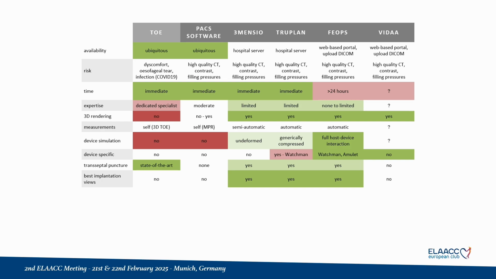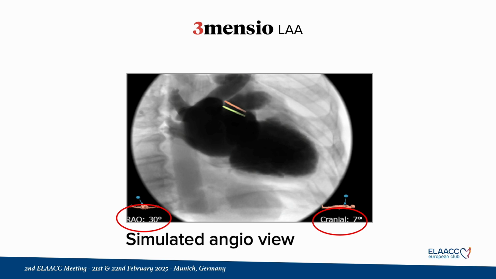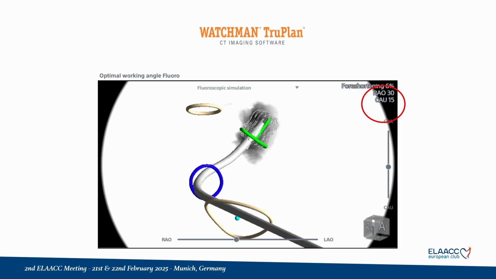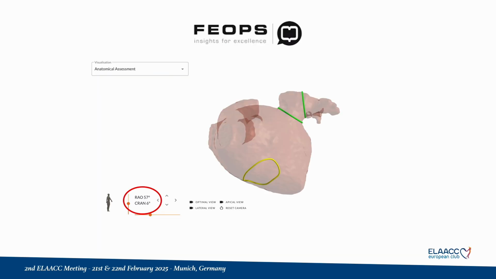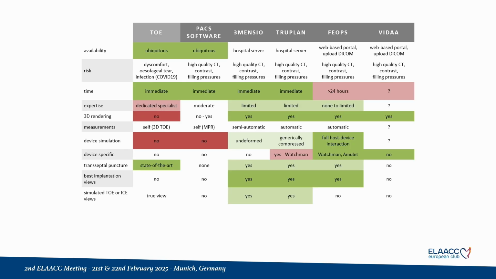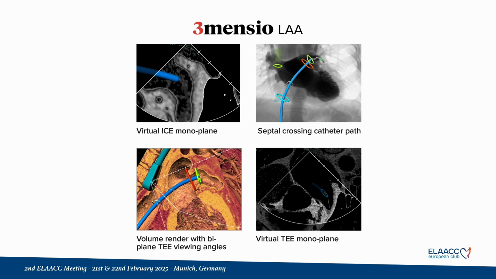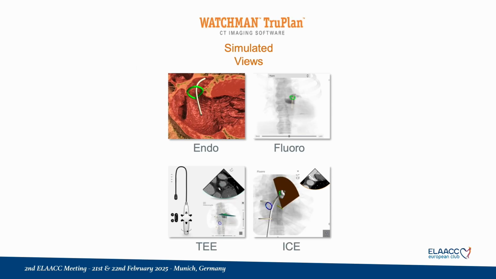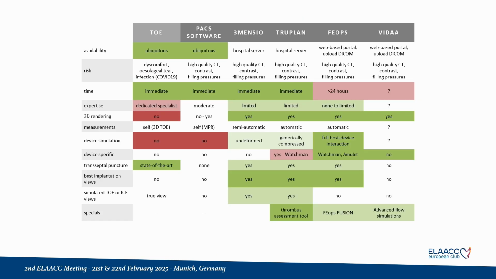It's a nice tool, but I think what is more interesting is the best implantation view for your procedure. So Trimencio will give you a simulated angio, RAO 30 cranial 7. The Watchman will give you a projection as well, and you can play with FEOPS using the different views, but they will also give you an optimal view, which is fairly nice. You have some simulated TOE or ICE images. It's a nice tool as well. I don't think it's mandatory. Watchman TruePlan has it as well.